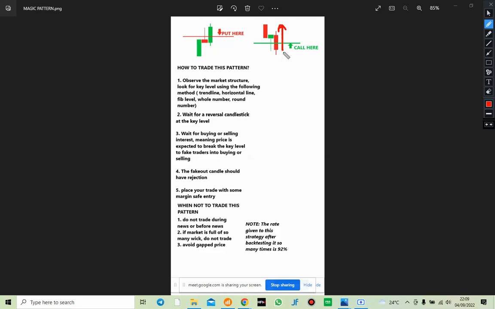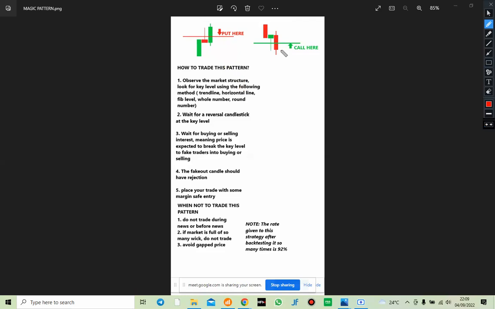Sometimes the green will form a very strong green, or sometimes a very strong red. When it forms a very strong red and engulfs this green candle, that is when you use the bearish engulfing pattern, which means you can expect the next candle to be red.